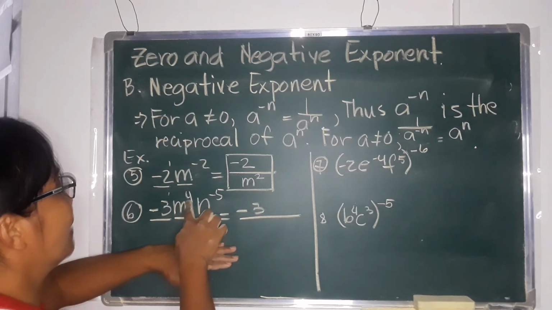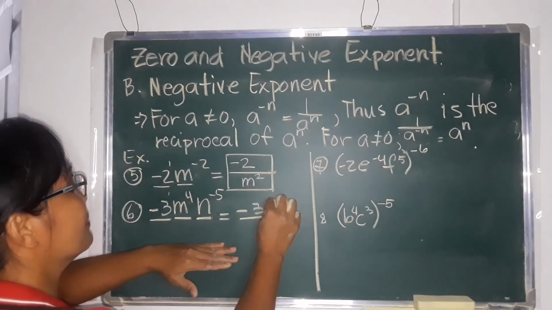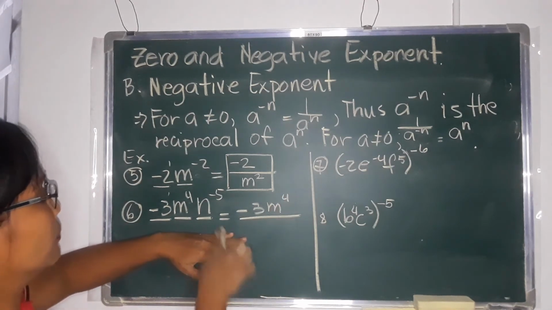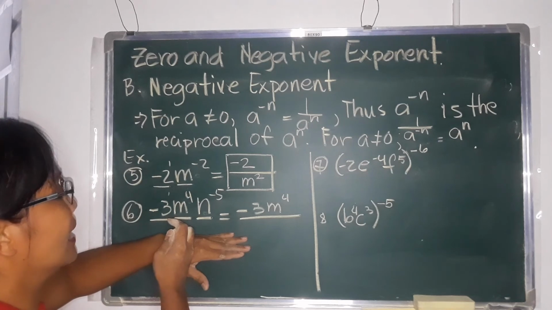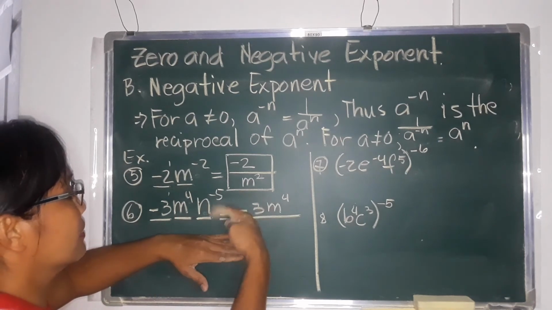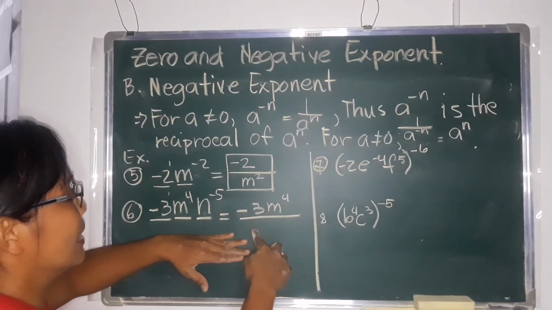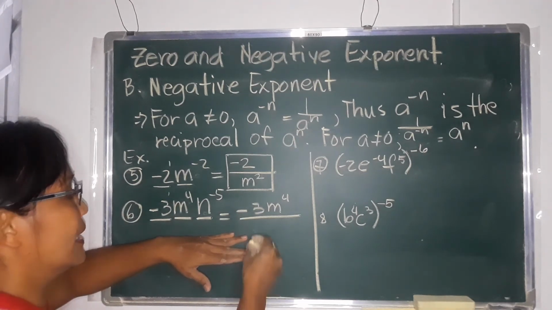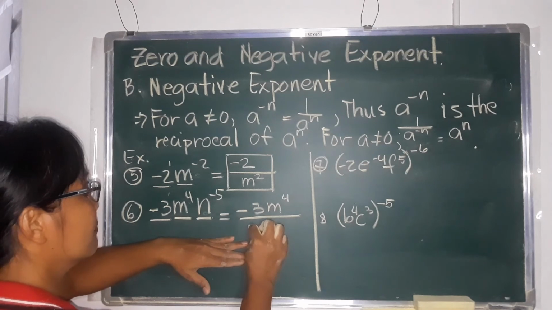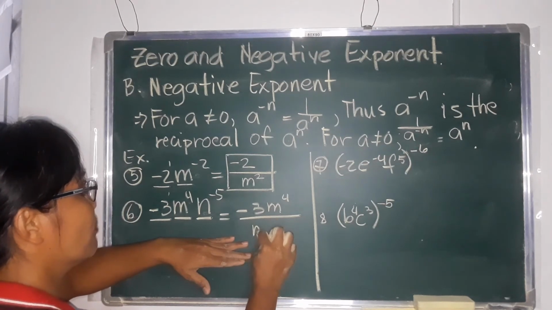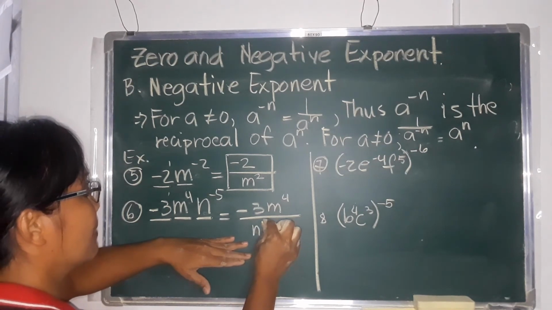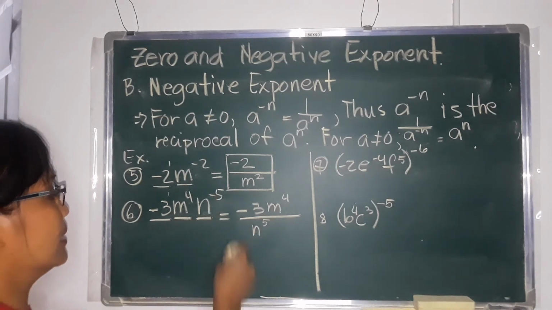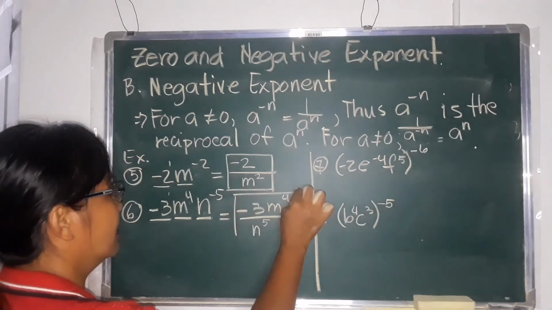Next, m to the 4th is positive, so remain on the top or on the numerator. And if you notice, n has a negative exponent, so let's move it to the denominator, from numerator to the denominator. Remember the word reciprocal means move reverse. So from numerator to denominator, copy n and then simply copy 5 without the negative exponent. So this is your final answer.